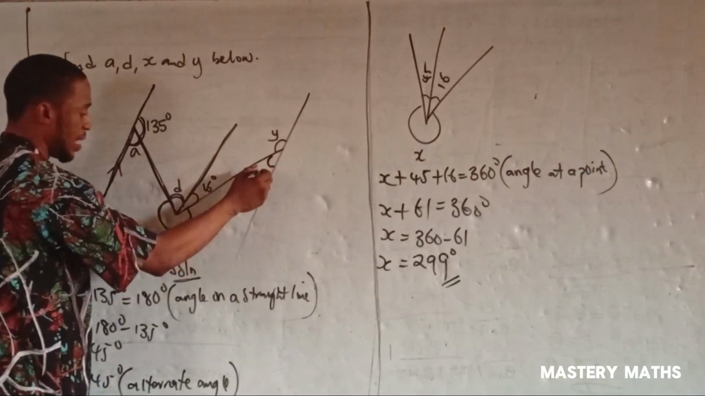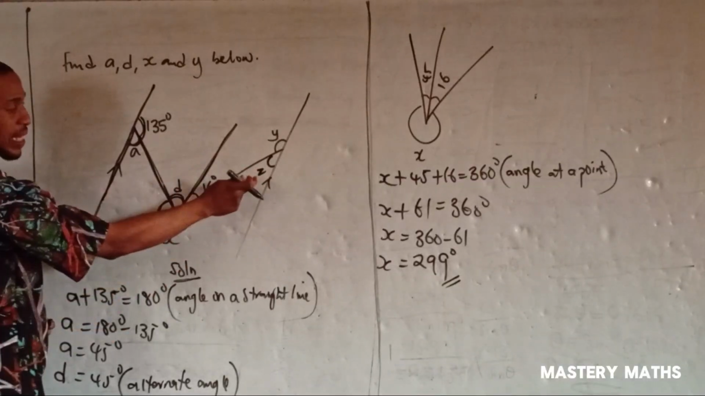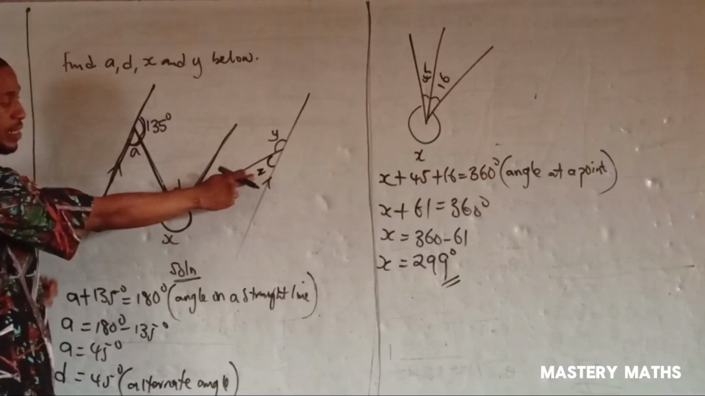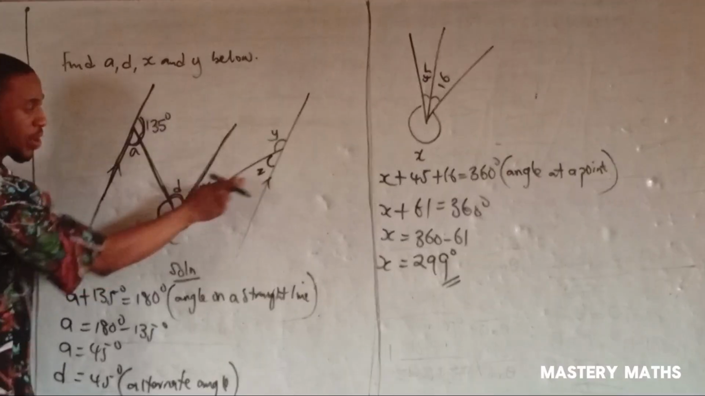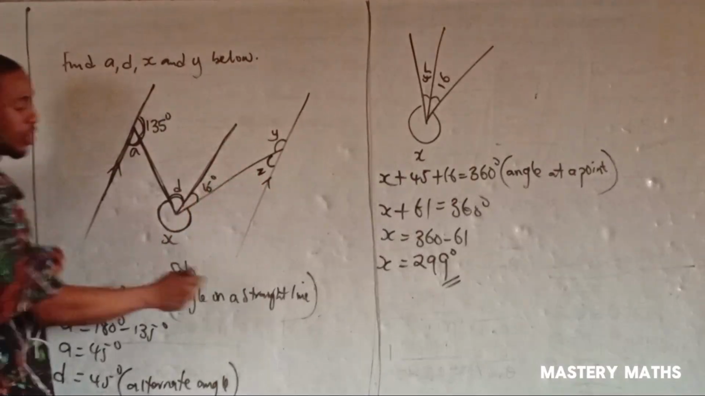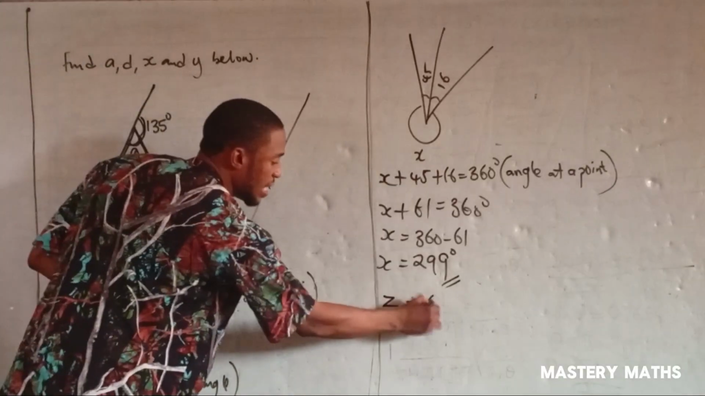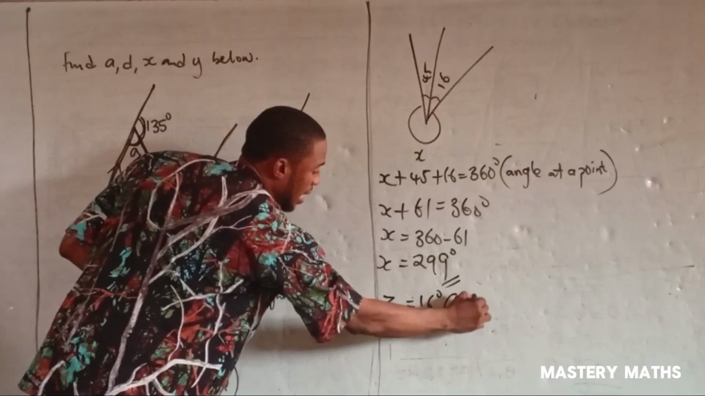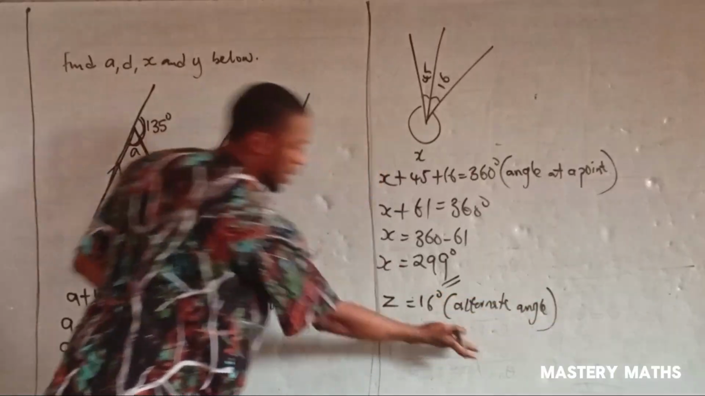I'll call here Z, so that it will be alternate. You see it now? I'll call here Z so it will be alternate. So I'll say our Z is equal to 16 degrees, which is alternate angle. You see it now?